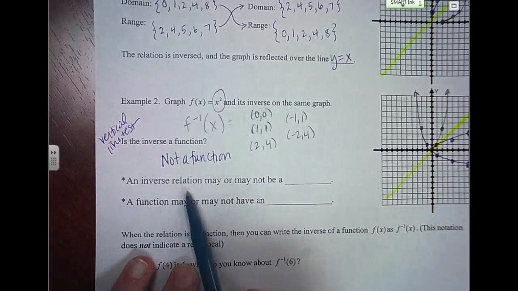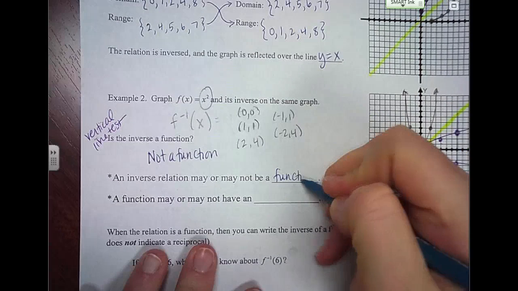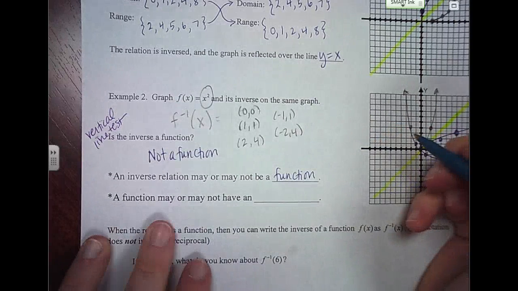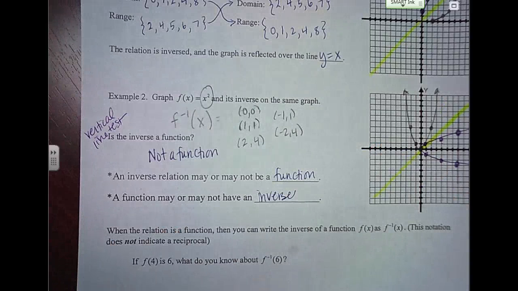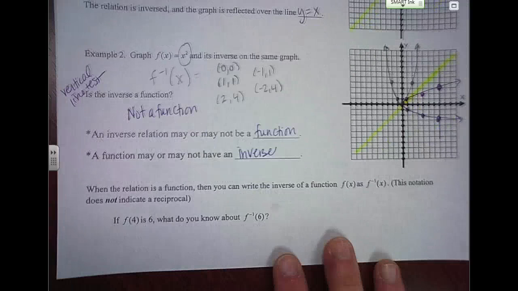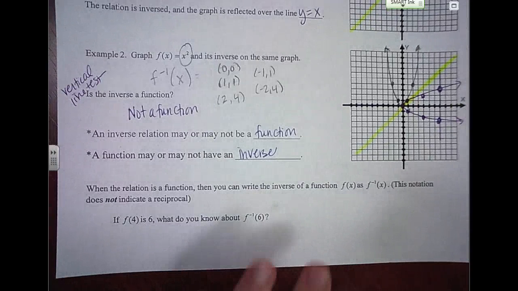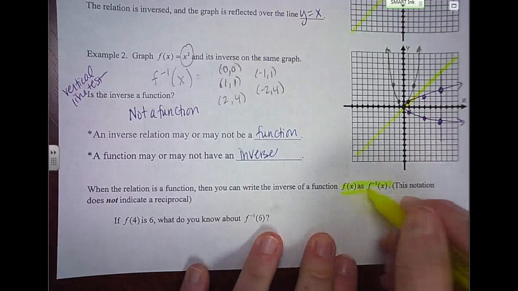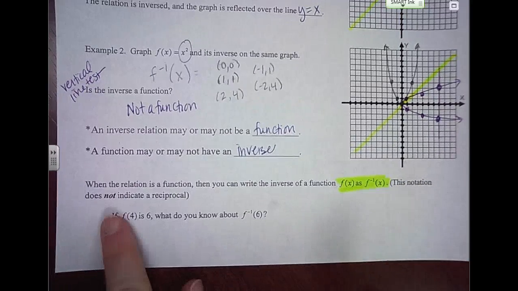So an inverse relation may or may not be a function. But also the function may or may not have an inverse. So you might not be able to do the inverse of a function. It says when the relation is a function, you can write the inverse of a function f of x as f inverse of x. Okay, so that's your notation.